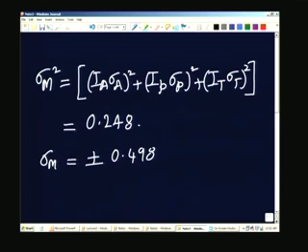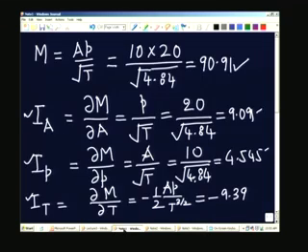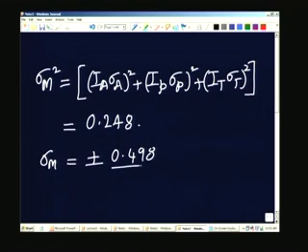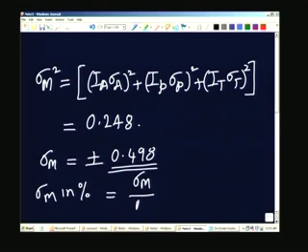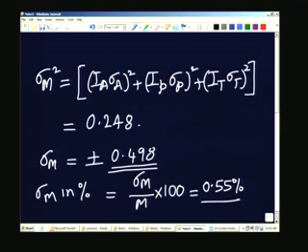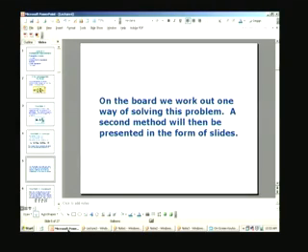I can also calculate the percentage value. For example, the value of M is given, and I have got the value of sigma M. So, sigma M in percent will be sigma M given above divided by M multiplied by 100, and this comes to about 0.55%. So, you see that the problem of propagation can be calculated in a mathematical fashion as we have done in this particular case. So, now I will go back to the presentation where we left it off.